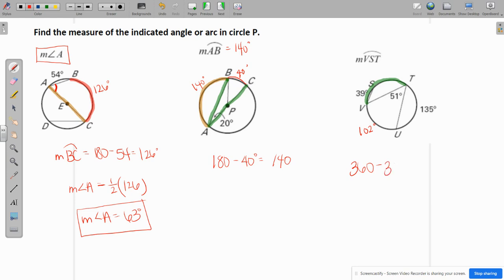So if I take away 39 and 102 and 135, then I should get the measure of arc ST. When I take those away, I get 84 degrees. So this is 84 degrees. So for the measure of arc VST, I need to take 39 and add 84. And so in total, we would get 123 degrees.